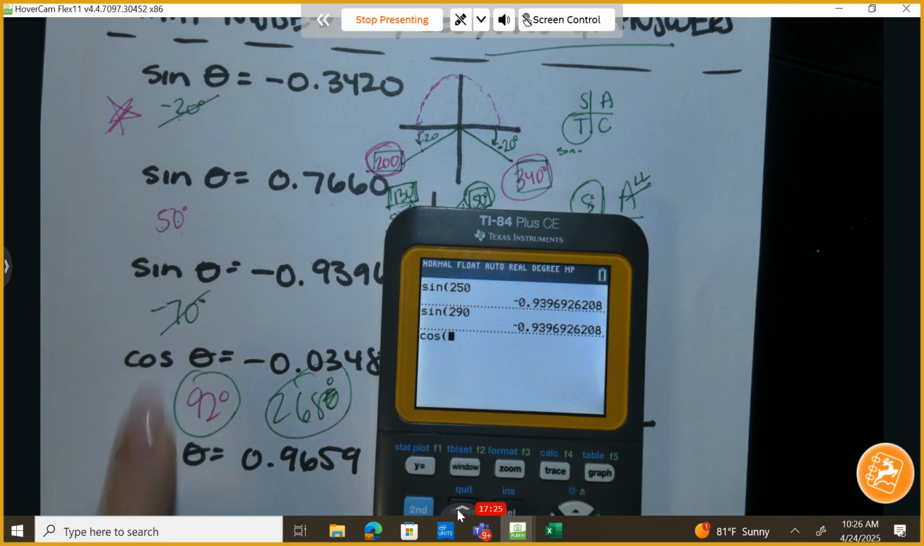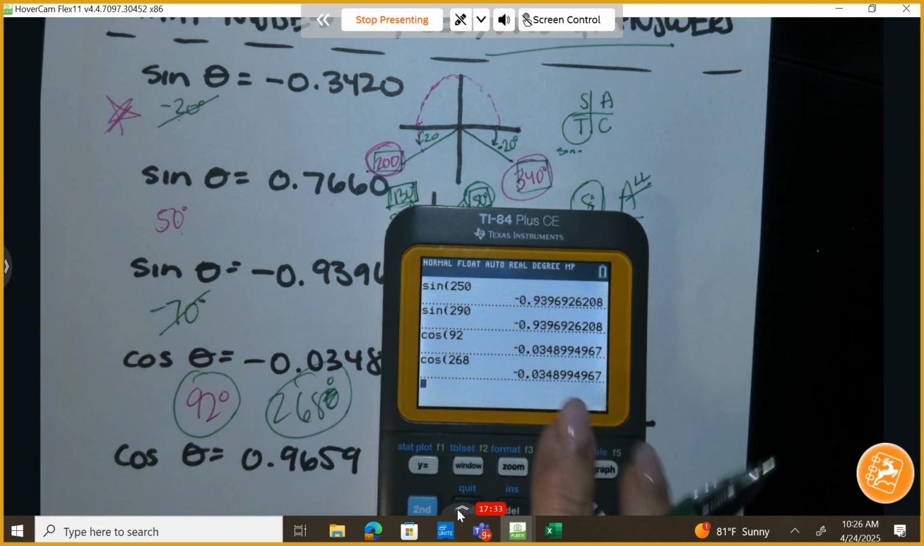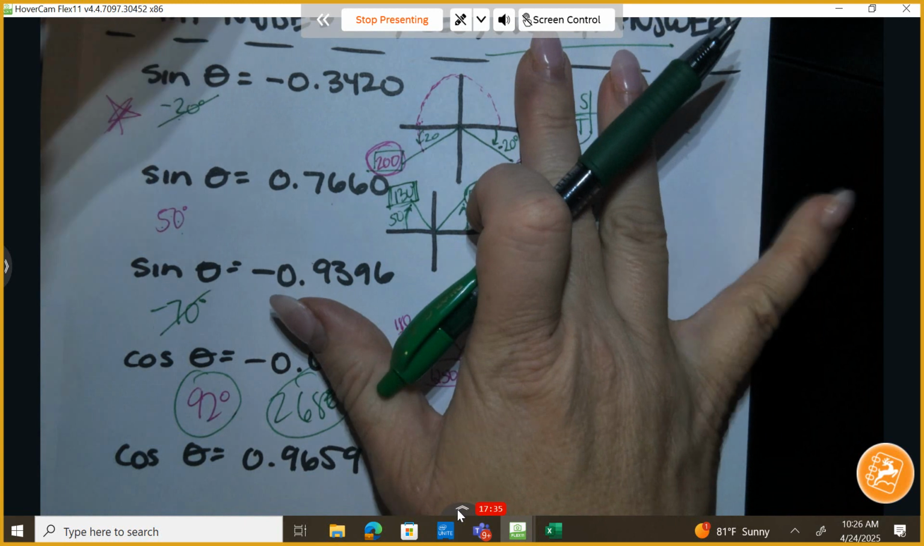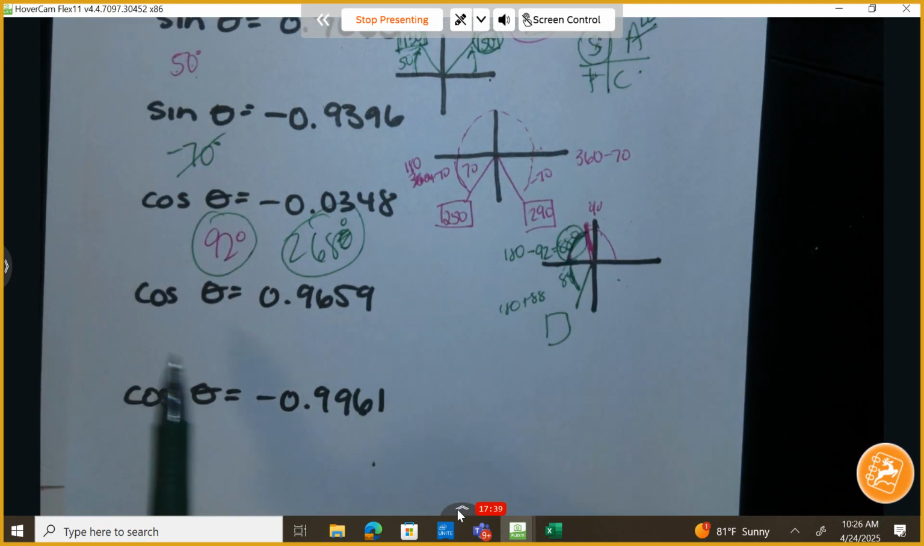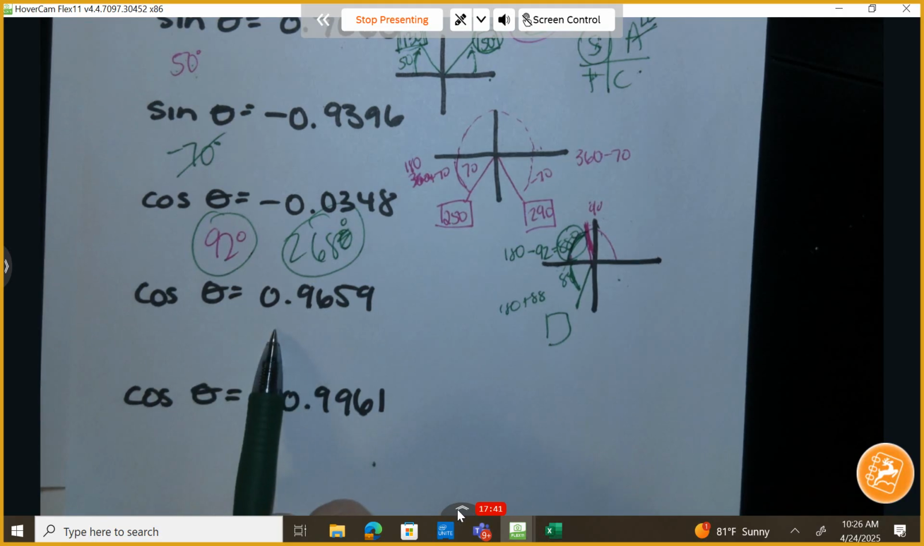We have cosine of 92. Great. And cosine of 268. It both works. Okay, are you ready? Within your groups right now, this is group 1. This is the problem. I need 2 values between 0, including 0, all the way up to 360, but not including it, that satisfy this math statement. Ready, get set, and begin.